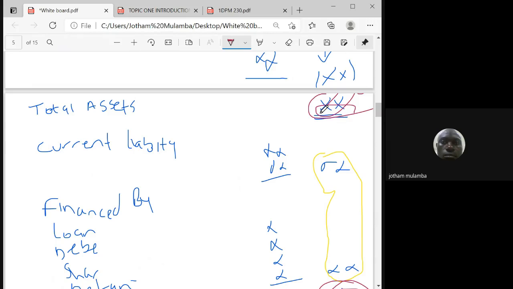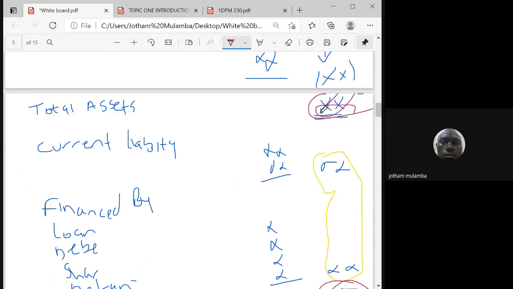We have one of the errors, we refer to it as error of omission. Error of omission means there's a transaction that actually happened, but that transaction was not considered when we are recording our items. For example, the business had land and building, and it was not recorded. So in that case, that value for land and building will affect our balance sheet. It will not balance.